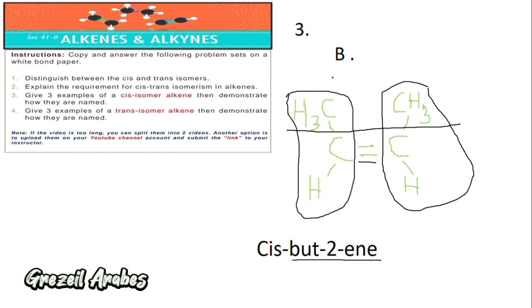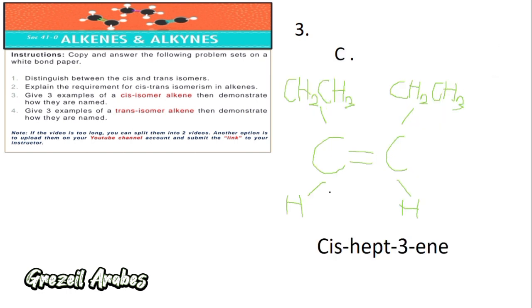So that would be all, ma'am, for our second example. So this is our last example for number 3, ma'am. So this is cis-hept-3-ene again, ma'am. This is the new naming system, ma'am, from your course pack given, ma'am. So this is our third example.